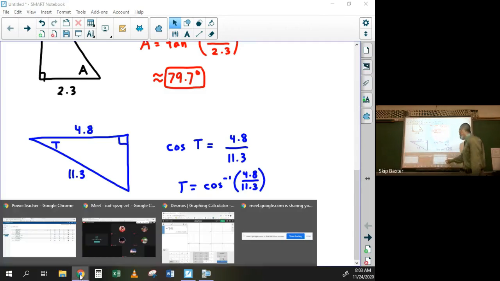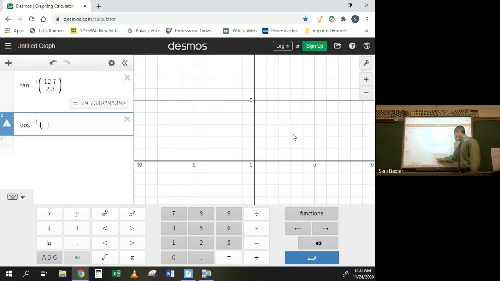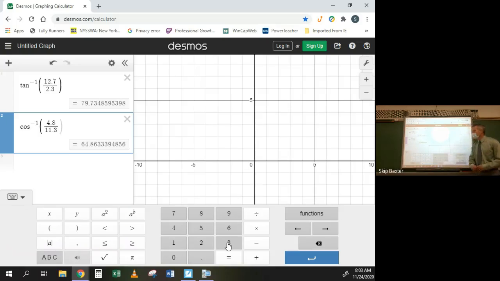So on my calculator, the angle, whoops, I'm going to go to the next line. The angle whose cosine is 4.8 divided by 11.3. So the answer is 64.9 degrees.